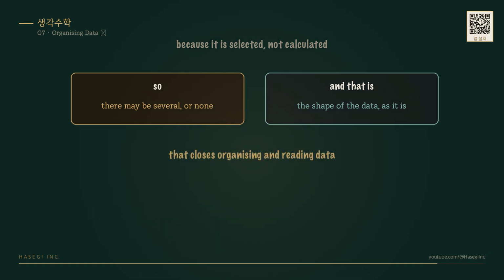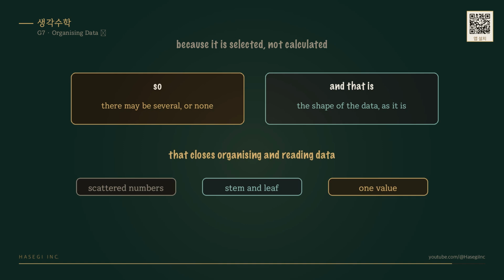That closes out organizing data. We began by standing scattered numbers up as stems and leaves, and we have arrived at one number standing for them all. See you in the next one.